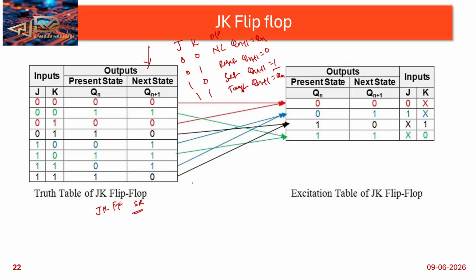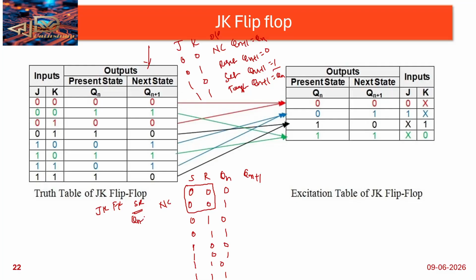For this I need to consider the SR flip flop, with S, R and Qn plus 1. For this SR, I need to consider the characteristic table. So this is the characteristic table of SR. What does the characteristic table tell us? 0, 0 means no change condition.